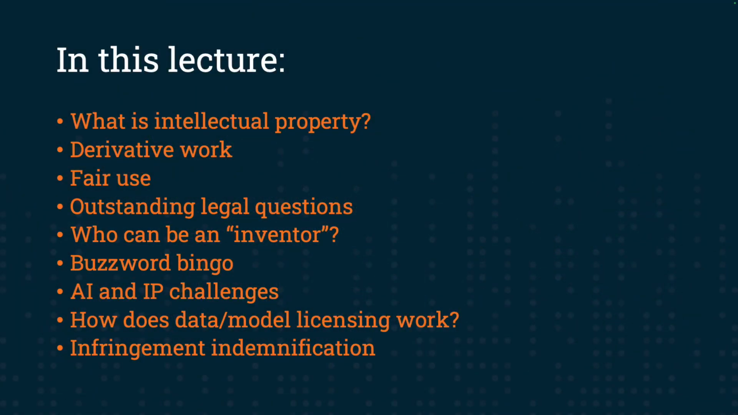In this lecture, we are going to discuss intellectual property and model and data licensing. We will start by defining what intellectual property is. We will look at the terms derivative work and fair use. We will go through a few outstanding legal questions that are working their way through the courts right now. We will look at who can be an inventor on a patent application.